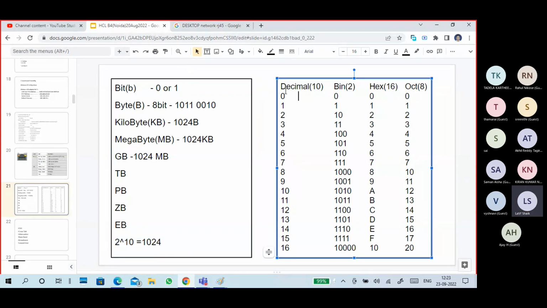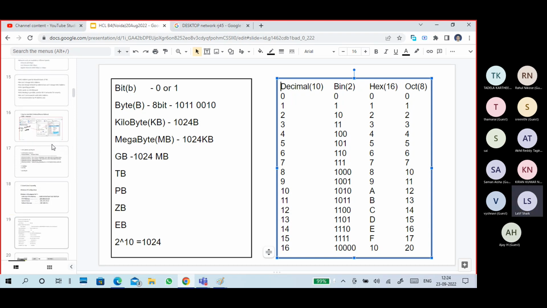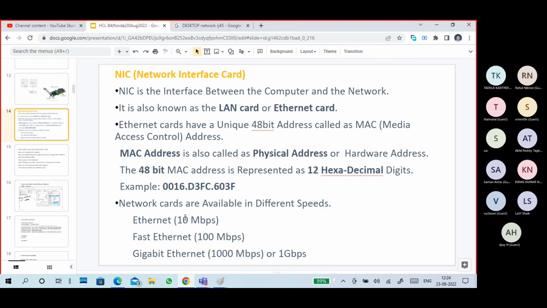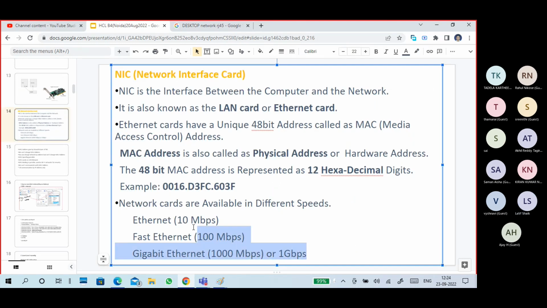This is a table for decimal, binary, hexadecimal and octal. I think everybody knows. If you don't know, I will also explain it, no problem for me. Then bps, bits per second, megabits per second, gigabits per second. So this is about Ethernet.